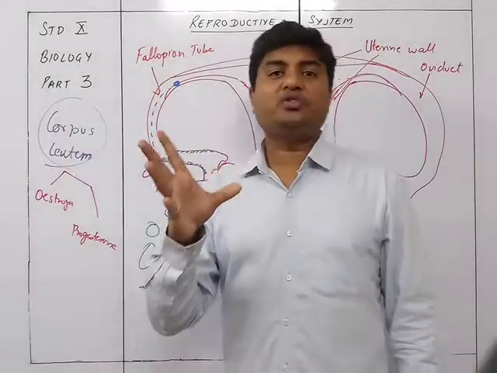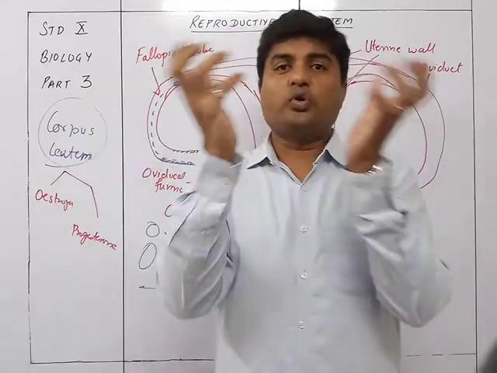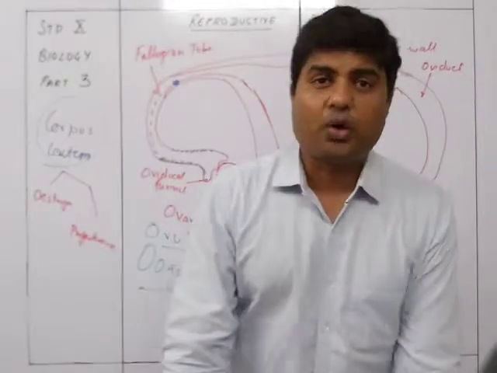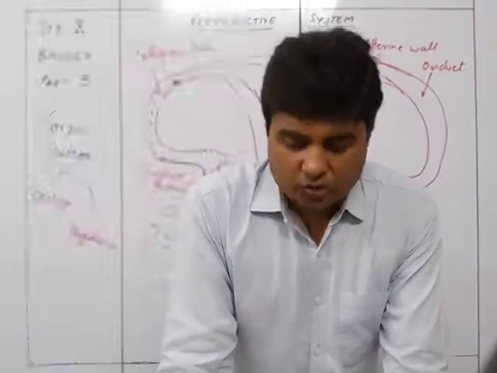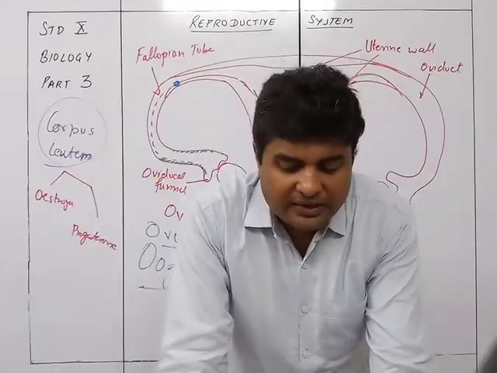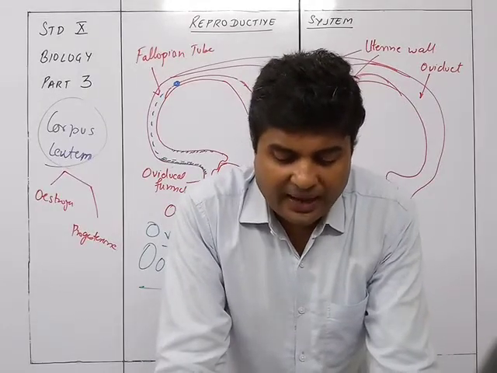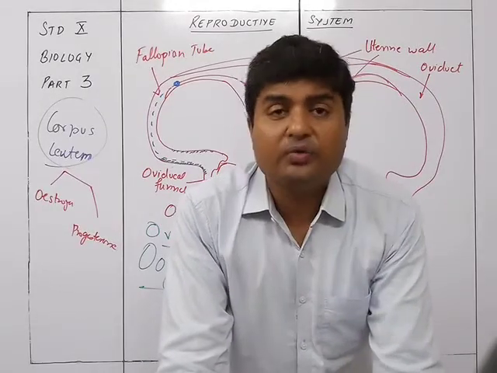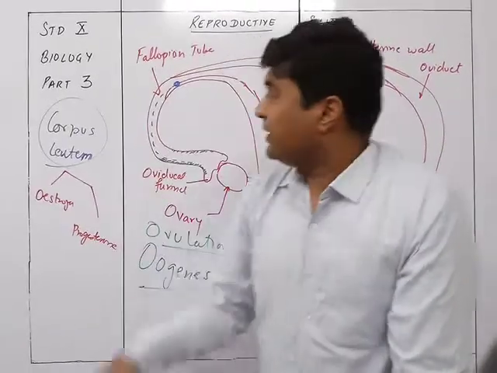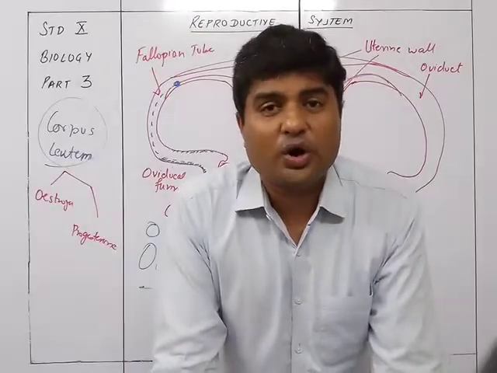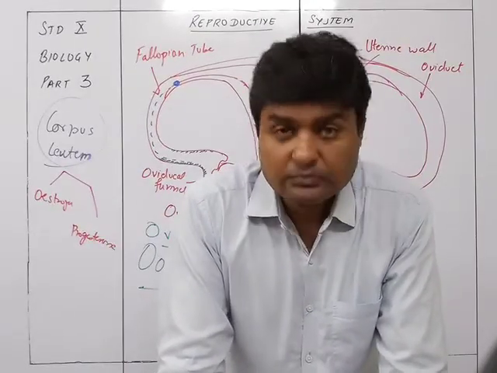The graafian follicle is going to rupture and the egg is going to be released from the ovary; that is ovulation. So on about the 13th to 14th day the follicle ruptures, ovulation takes place, and the released egg travels down the oviduct in this particular 13th or 14th day of the menstrual cycle.